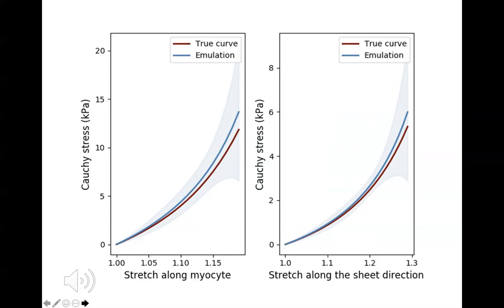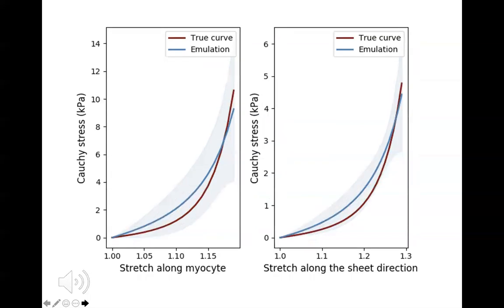We see that the agreement between the emulator and the original simulator is not as good as before, when the left ventricle geometry was known and fixed. However, it is still reasonable in that the stretch stress curve for the simulator lies inside the 95% credible interval of the emulator. And here's another example for a different subject from the population, which gives us qualitatively the same result.